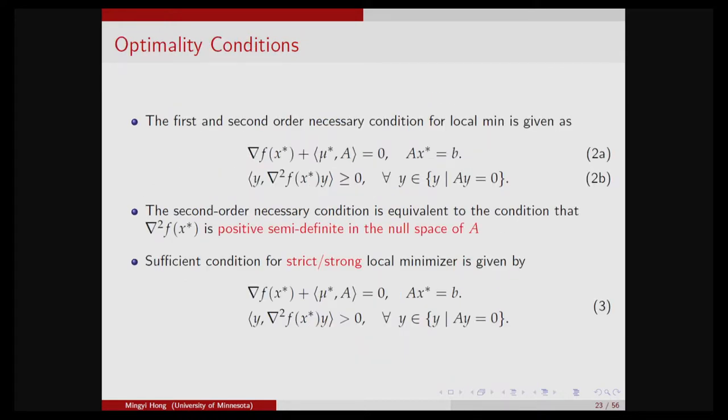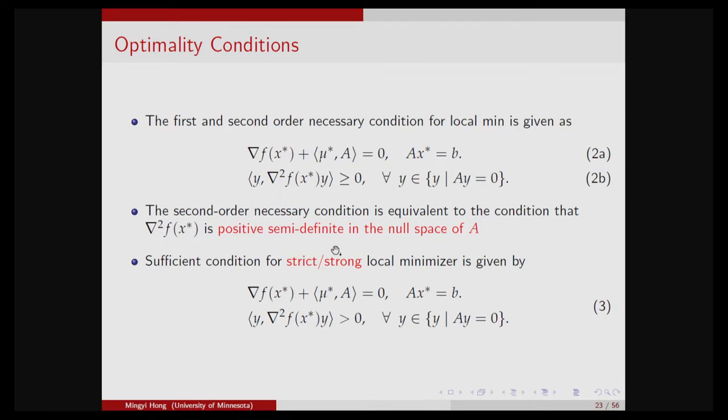So we'll talk about two kinds of stationary solutions. One is the first order stationary solution, which is the first line, which basically says that the first order KKT condition has to be satisfied. Now the second line is about the second order necessary condition, or second order stationary solution. It says that for any feasible direction y that you can walk along, where Ay is still feasible, the Hessian of the Lagrangian multiplied by y has to be positive semidefinite.